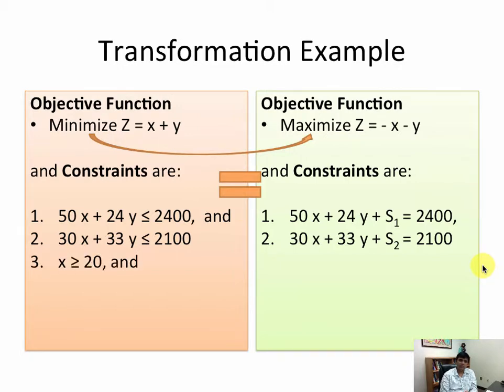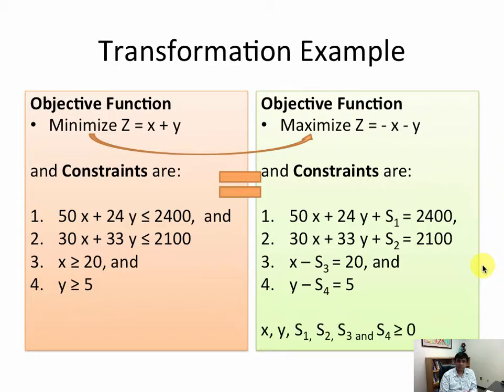Here is the other way around. So x is given to be greater than 20. In this case, we have to subtract a surplus variable. So we have x minus s3 is equal to 20, and if we have y as an example greater than equal to 5, the transform for our standard form would be y minus s4 is equal to 5. And also all x, y, s1, s2, s3, s4 should be greater than equal to 0 in our standard form.